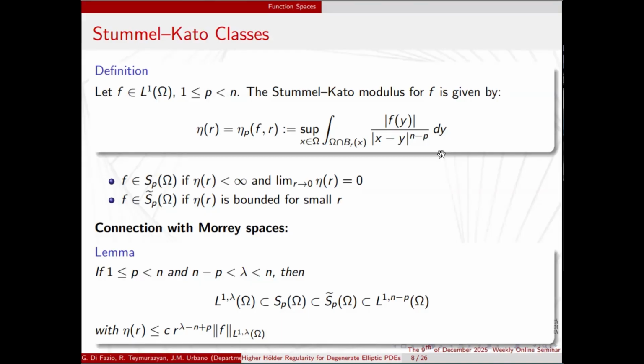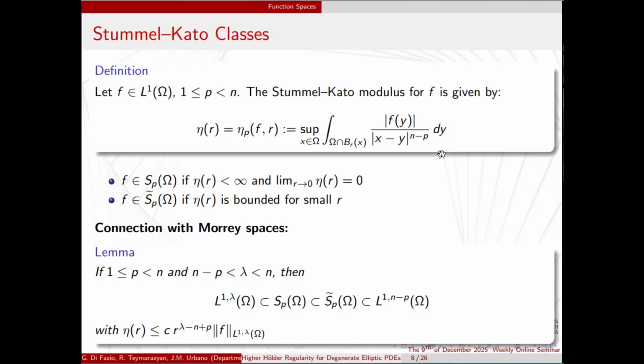This function is obviously non-negative and increasing. If this function is increasing, then the behavior in a neighborhood of the origin is easy to classify. If the limit as r goes to 0 of this function is 0, then you get the class that we call the Stummel-Kato class. Otherwise, if the eta function is not infinitesimal but just locally bounded, then we say the function f is in the S tilde Stummel class. That is a bit larger. These classes are very useful in working with Morrey spaces because they are in between, as you can see from the next chain of inclusions.